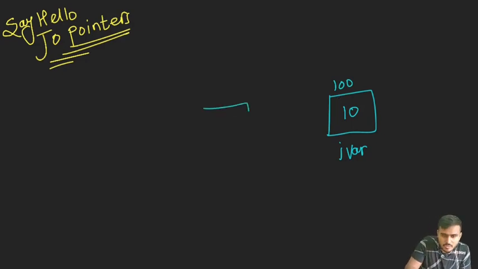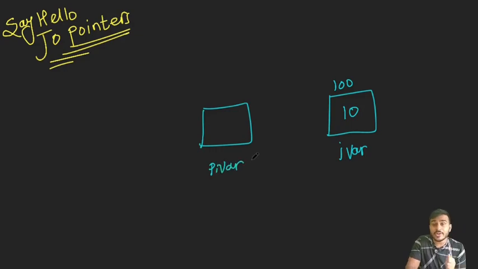Now we are declaring one pointer variable whose name is pivar. So pivar is nothing but a pointer to the ivar variable. What is going to be its value? Its value is going to be 100. Why is it going to contain 100? Because the address of ivar is 100 and pivar is storing the address of ivar.